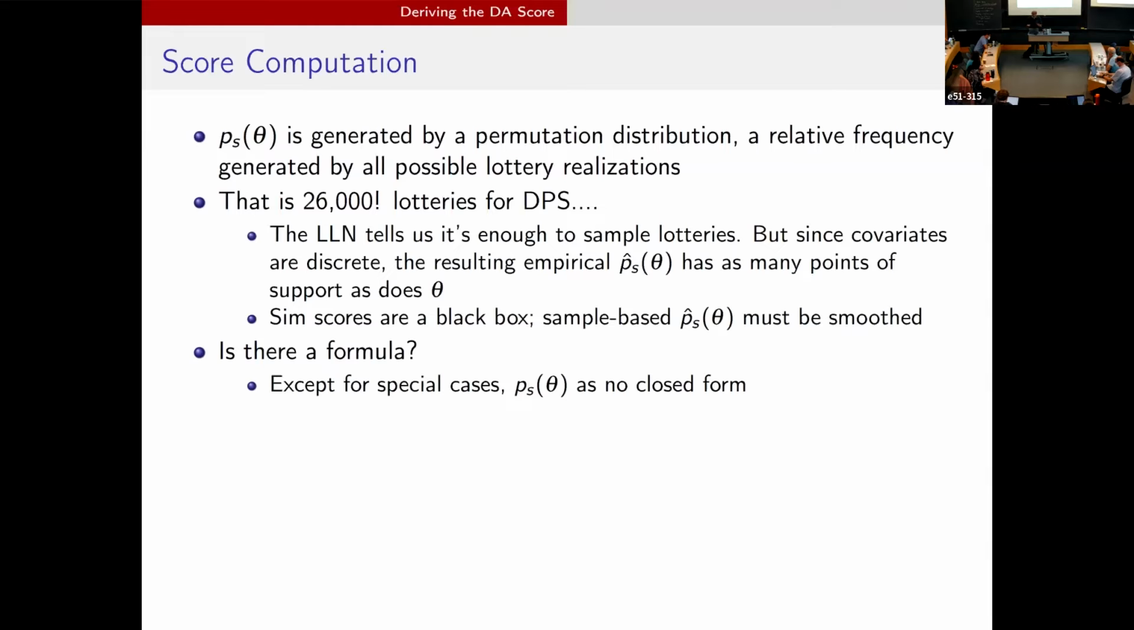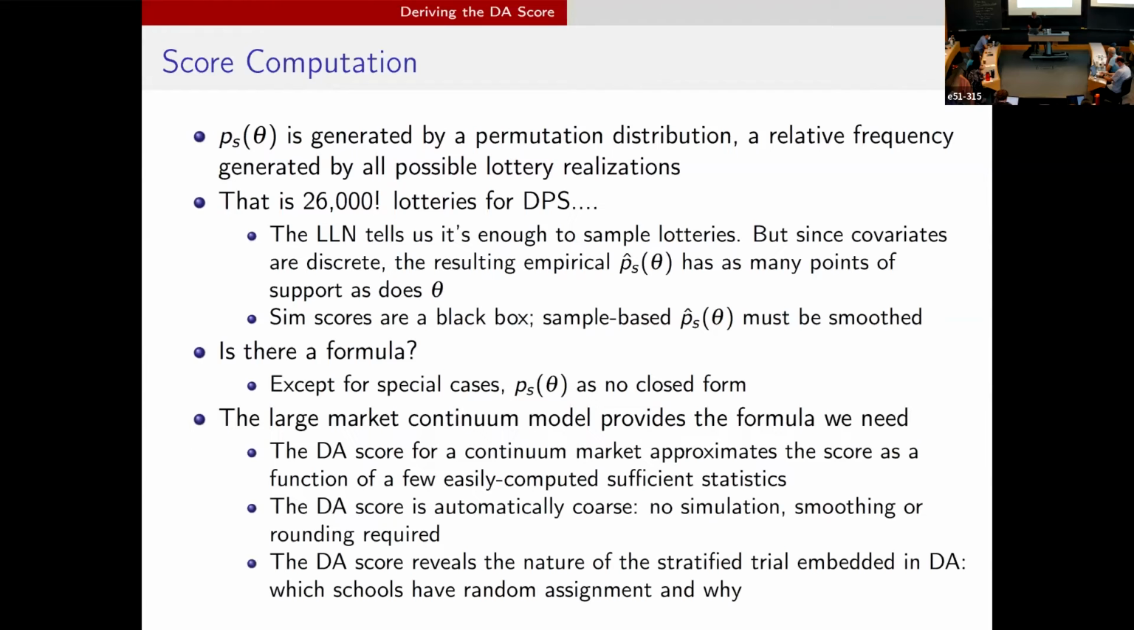has no real closed form, right? Example 2 is just still 4 kids. Imagine more realistic scenarios. So that's my motivation for thinking a bit about this large market model. Okay, where we're headed is the formula that I'm going to give you is going to give you the DA score as a function of a few statistics.